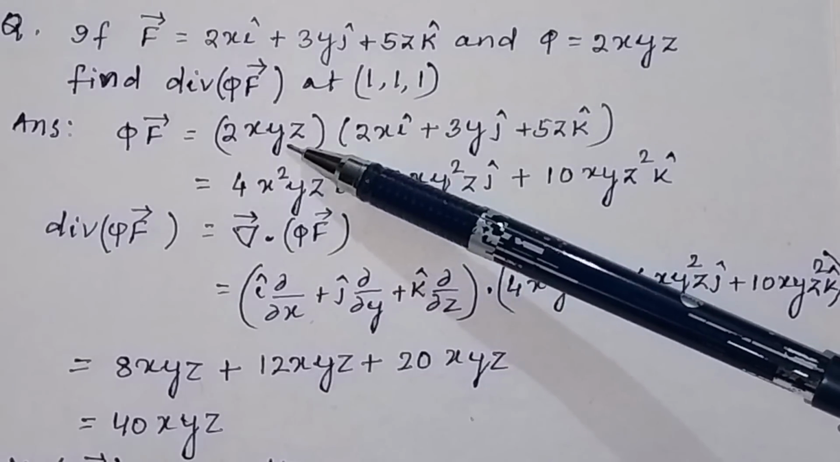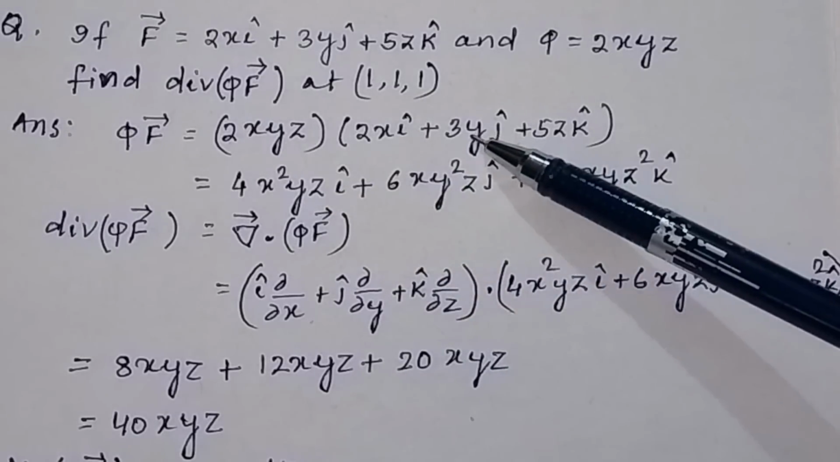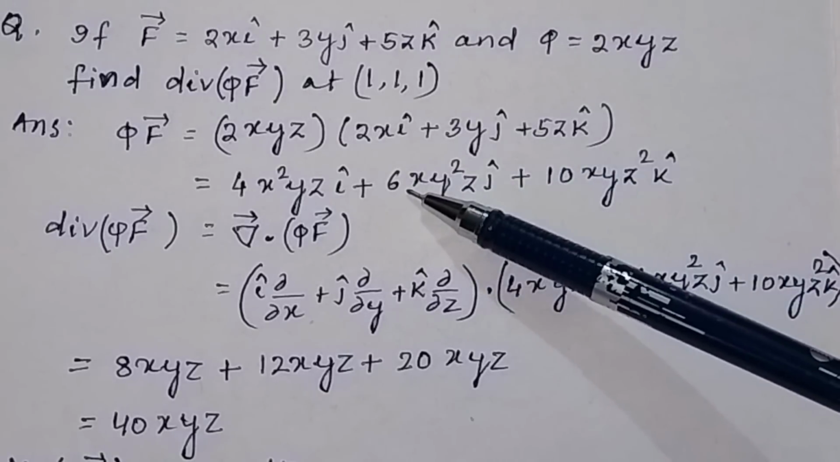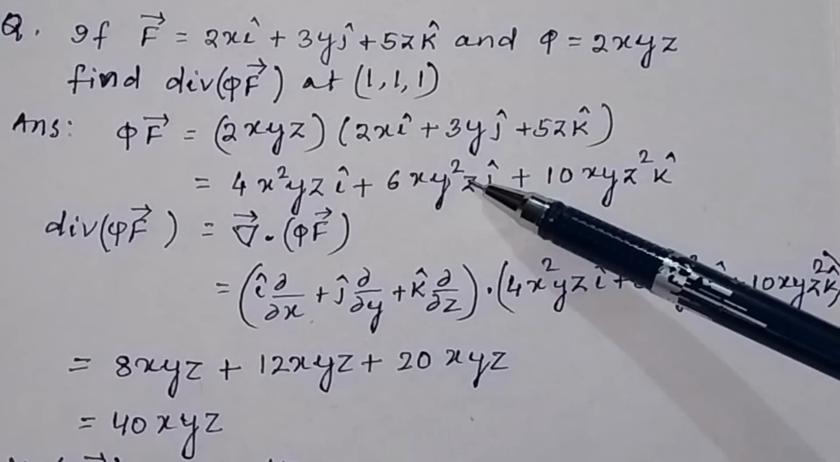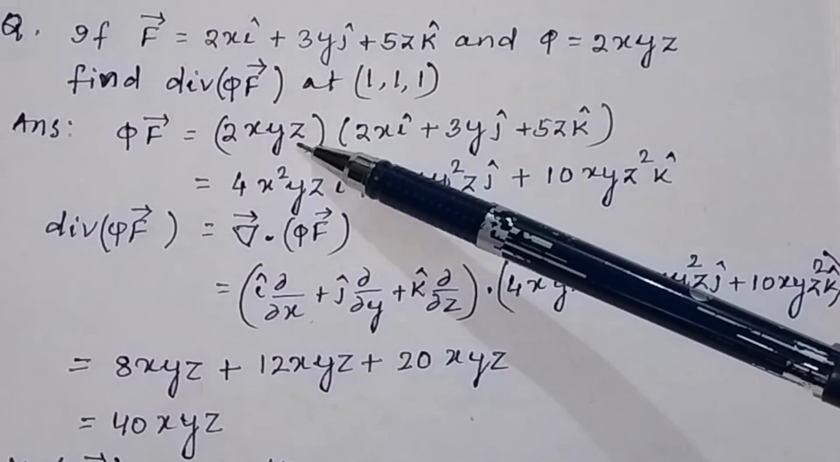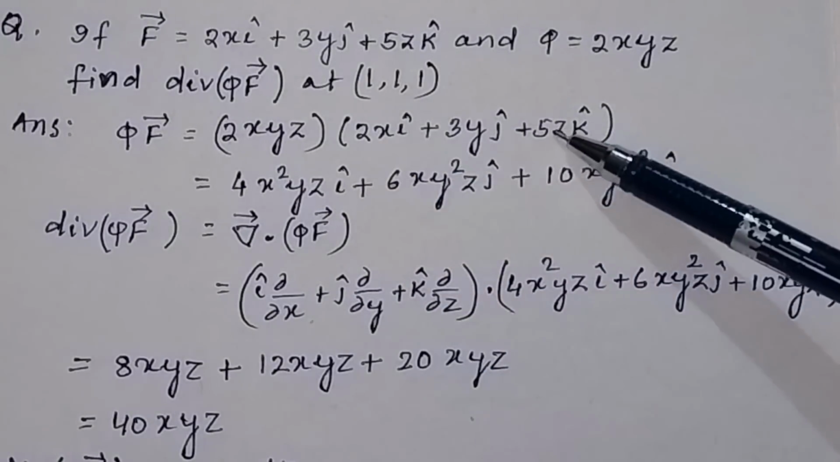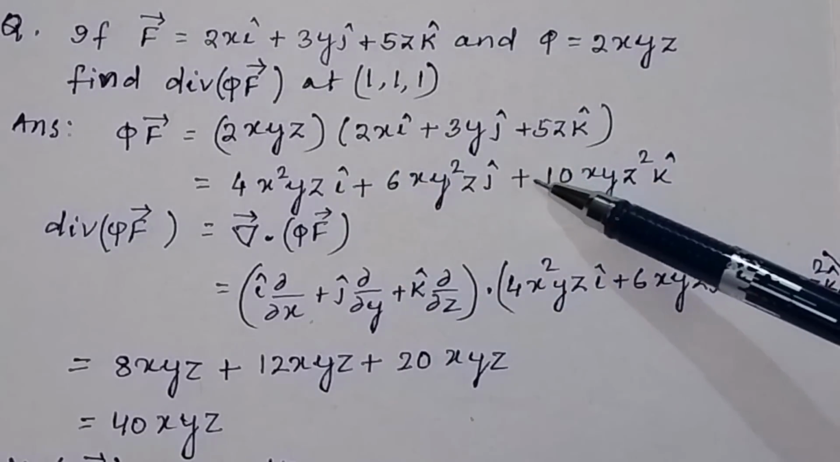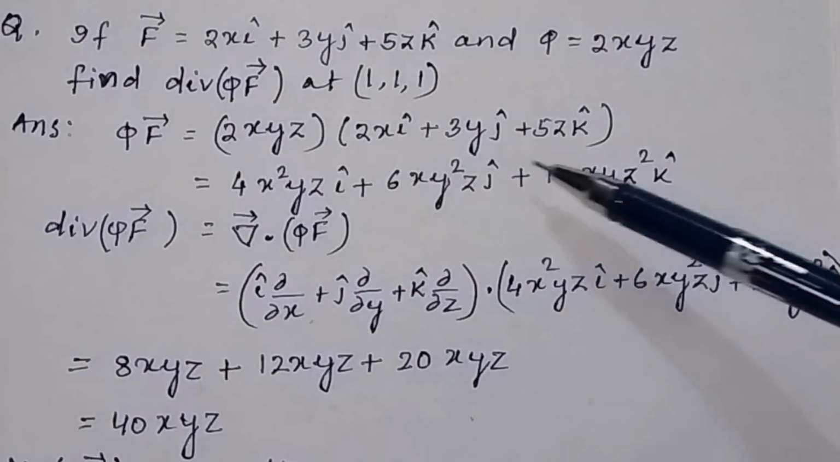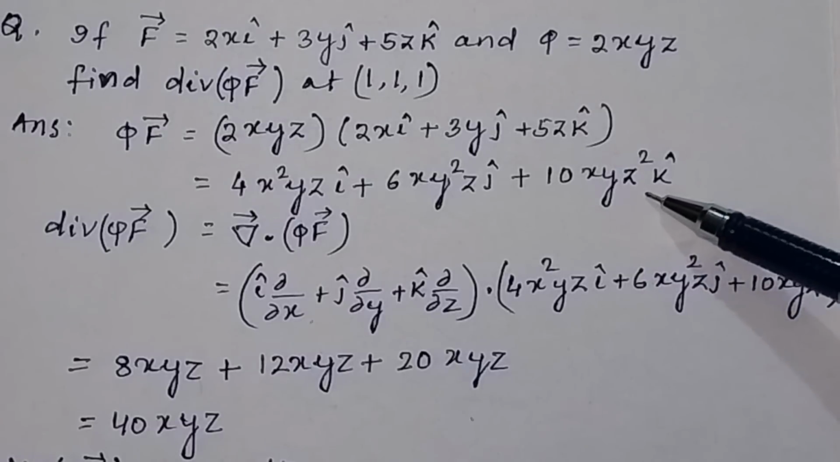If you take the multiplication of this scalar with this vector, then that will be equal to 3 into 2, 6, 6 into x y square z into j cap. Then 5 into 2, that is equal to 10, then x y z square k cap.